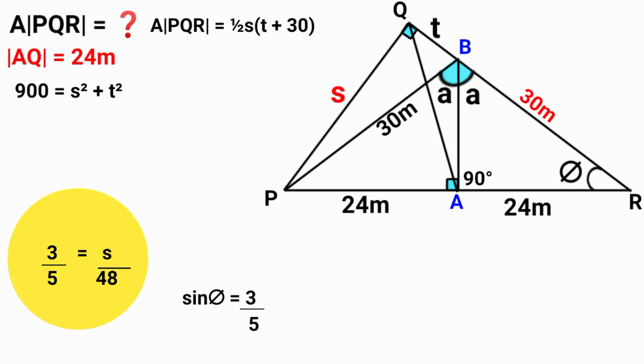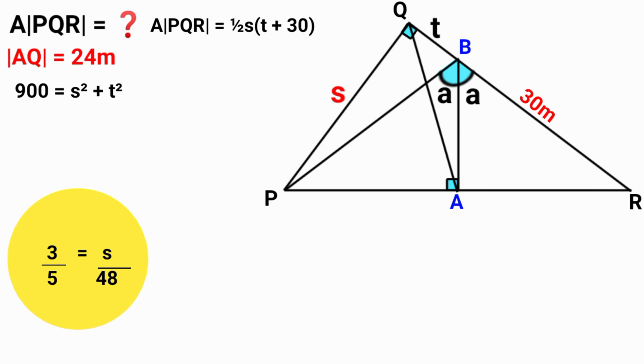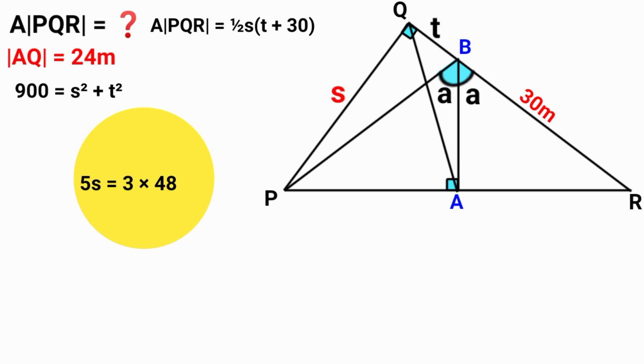So 3 over 5 equal to s over 48. Cross multiply. Now 5 times s equal to 3 times 48. 5 times s is 5s. 3 times 48 is 144. So 5s equal to 144. Multiply both sides by 1 over 5. Here 5s times 1 over 5 is s, while here 144 times 1 over 5, I'll just say 1 over 5 (144). So s equal to 1 over 5 (144).